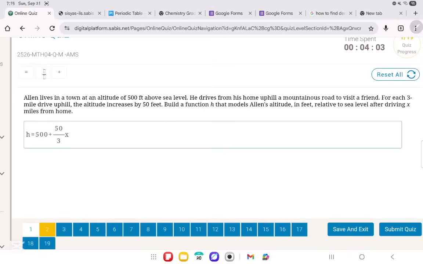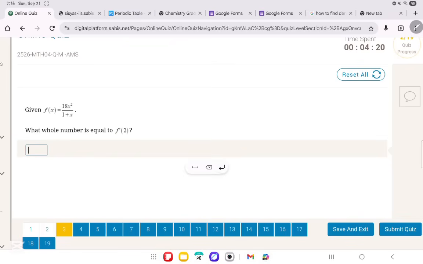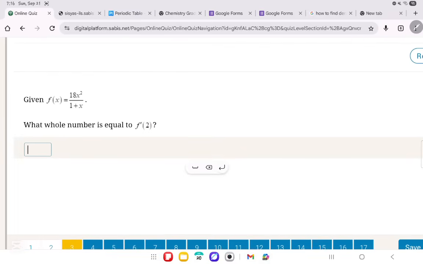So again, we said 500 because it's constant. He always lives 500 feet above sea level. Then they said that every 3 miles he drives, the altitude increases by 50 feet. So if he drives 1 mile, it increases by 50 over 3. If he drives x miles, it will increase by 50 over 3 times x. Perfect. Now we'll move on to question number 3. What does it say in question number 3?